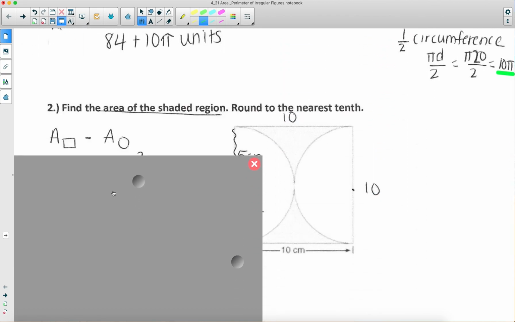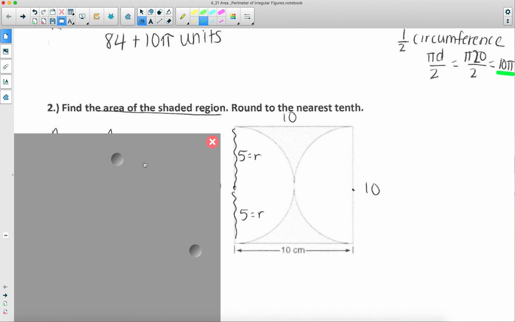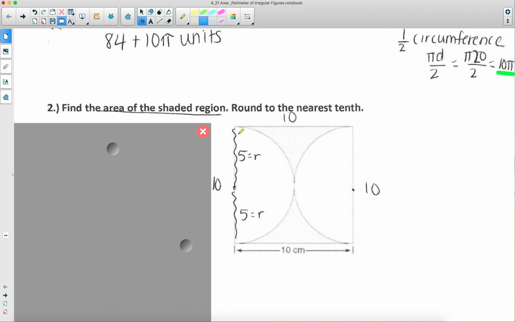For number 2, we have to find the area of the shaded region. So again, it's dealing with the area of a circle, but if you take a look at what we have here, the shaded region are these little figures on the top and the bottom middle. So ask yourself, really, what do you have in this diagram? Well, we have a square, right? And it looks like we have 2 semicircles. We do have 2 semicircles.